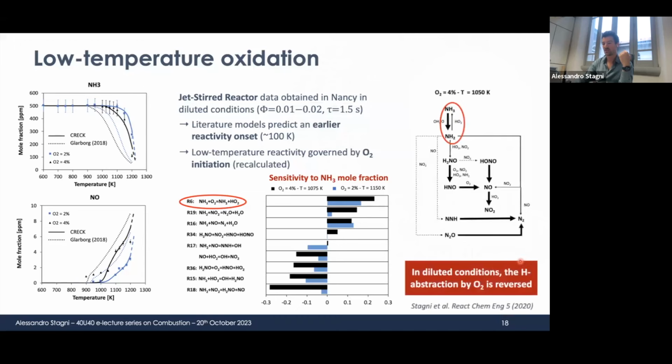So in diluted conditions, the H abstraction by O2 goes in the opposite direction, as you can see here from this arrow. If we consider the rate by Din and Bozzelli, the previous rate, which was much lower, this reaction wouldn't have had such a big impact, and so the reactivity would have been mispredicted by, as I already said, 100 degrees or similar.